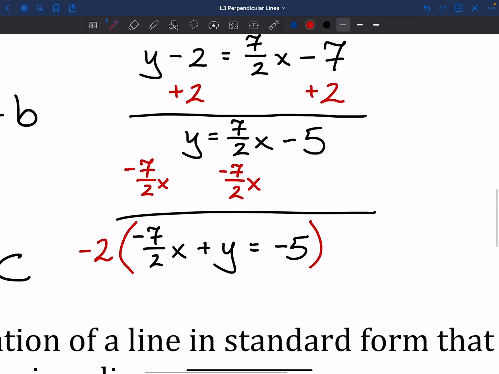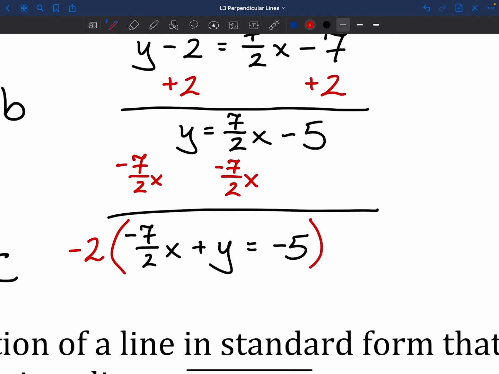So you just take whatever you needed to do to get rid of the fraction, multiply it by the negative of that, right? So what's going to happen is that the bottom is going to disappear. That 2 on the bottom is going to be gone, and the negatives are also going to cancel each other out. So we're going to be left with 7x, right?